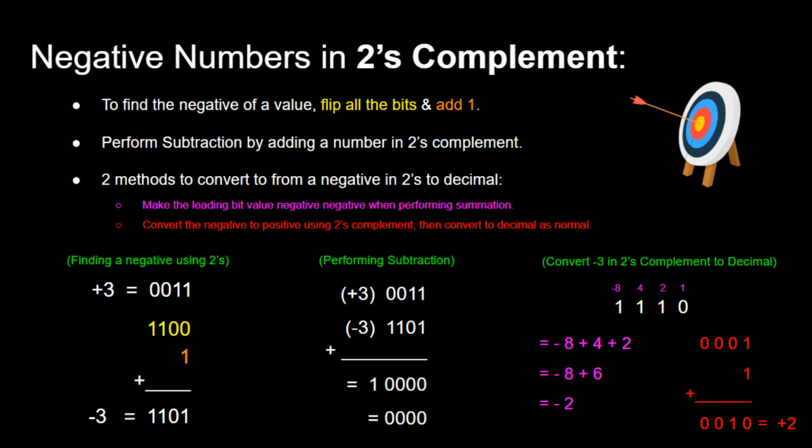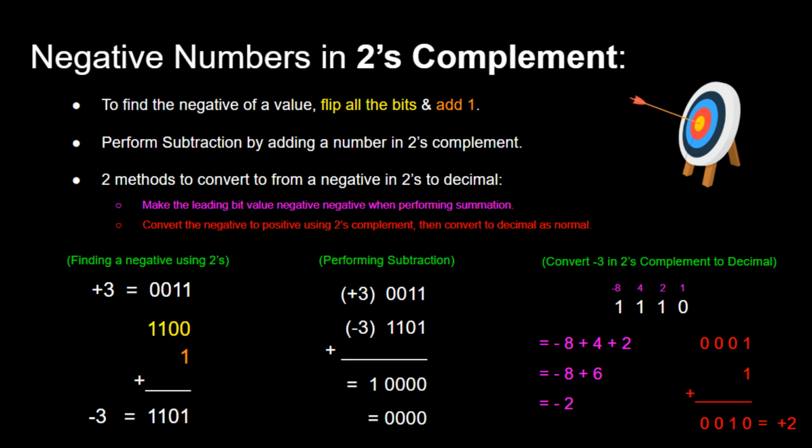2's complement fixes both the subtraction problem and the 2 versions of 0 problem. If we're given the value 3, 0011, and we wanted to find negative 3 using 2's complement, we take the 1's complement and flip the bits to get 1100, and then we add 1 to get 1101. If we add 0011 and 1101, we get 10000. But we drop the 1 because our answer is in 4 bits, therefore we're left with 0000.